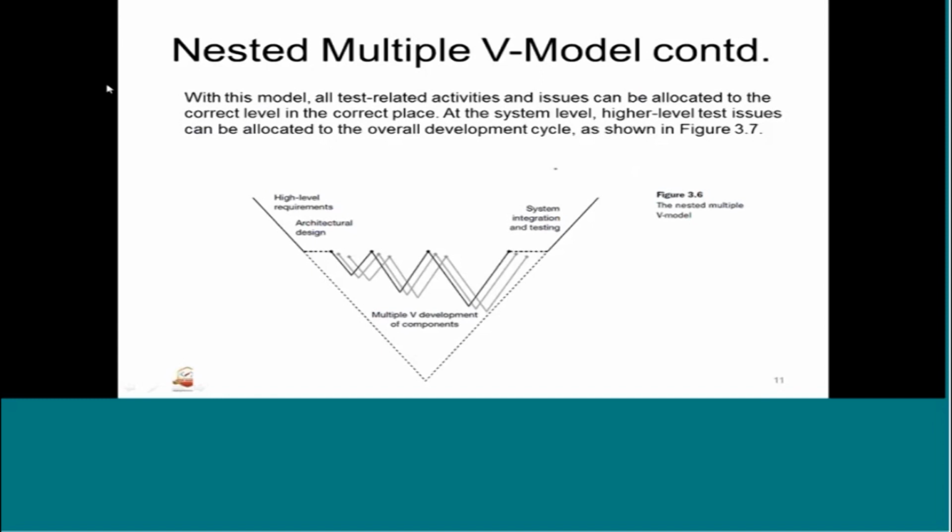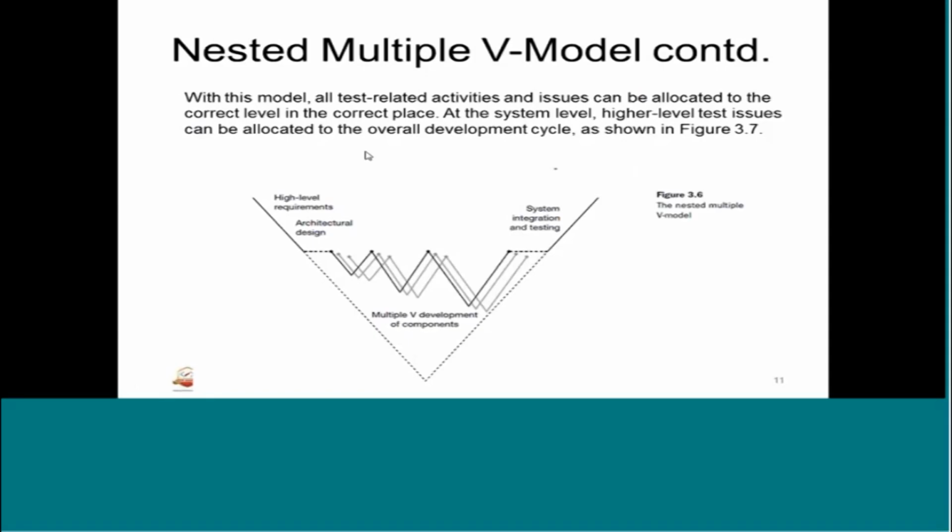In conclusion, with the nested multiple V model, all test related activities and issues can be allocated to the correct level in the correct place. That means whatever we identify in terms of testing activities should be applied for the particular level. Like component 1, component 2, component 3 specific tests will be applicable for that specific V, whatever we have followed within that multiple V model. So at the system level, higher level test issues can be allocated, across the overall development life cycle.